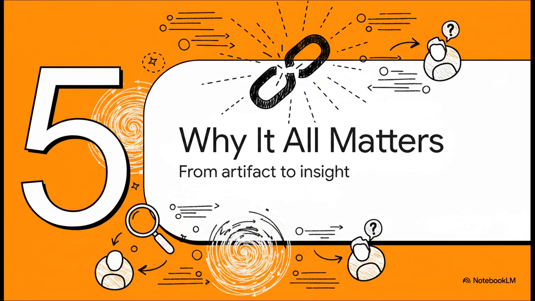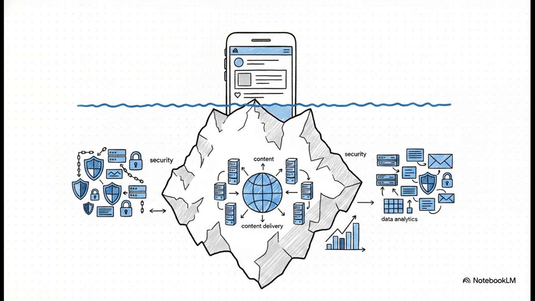So we've taken our digital artifact and we've pulled it apart, piece by piece. But why does any of this matter? Why should we care about what's hiding inside a single link? Well, this is the core idea right here. What you see is a simple shared moment, a photo and a caption. But what's hidden is this vast, invisible infrastructure of security, global content delivery networks, and really sophisticated data analytics. And it's all triggered by your one single click.